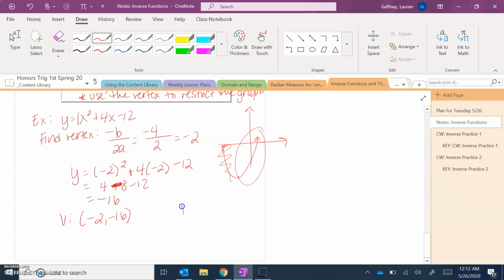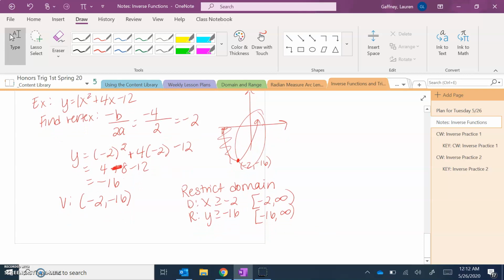So let's restrict our domain. If you think about it, we're restricting it around that vertex, which is at negative 2, negative 16. So we want the x value for the domain to be greater than or equal to negative 2. So in interval or set notation, that would be negative 2 to infinity. For the range, that's the y value, we want y to be greater than or equal to negative 16. So in interval or set notation, negative 16 to infinity for the y values.